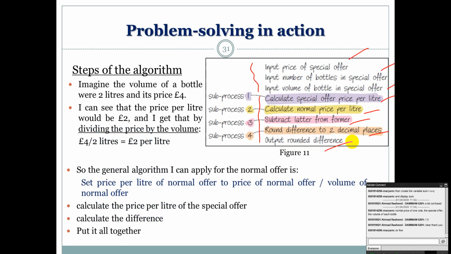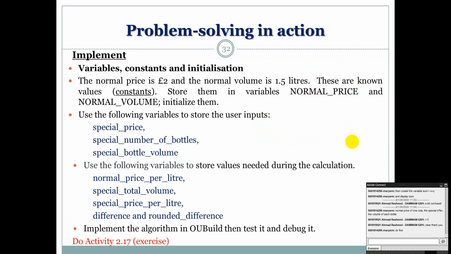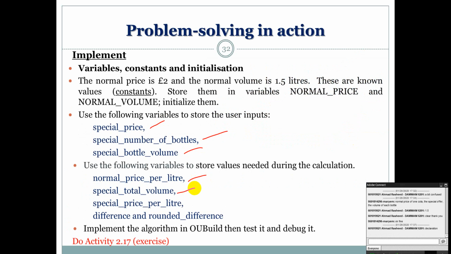Now we want to implement this algorithm. The next step is first we take the variables: special price, number of bottles, volume of the bottle, and the normal price variable. It's a declaration of the variables, including special price and difference price. You can check this in activity 2.17. So we declare all these variables.